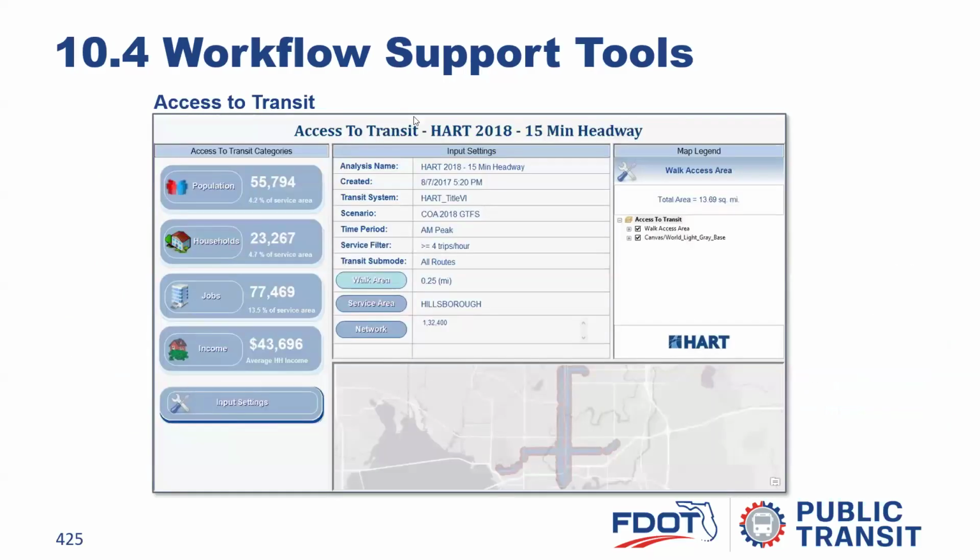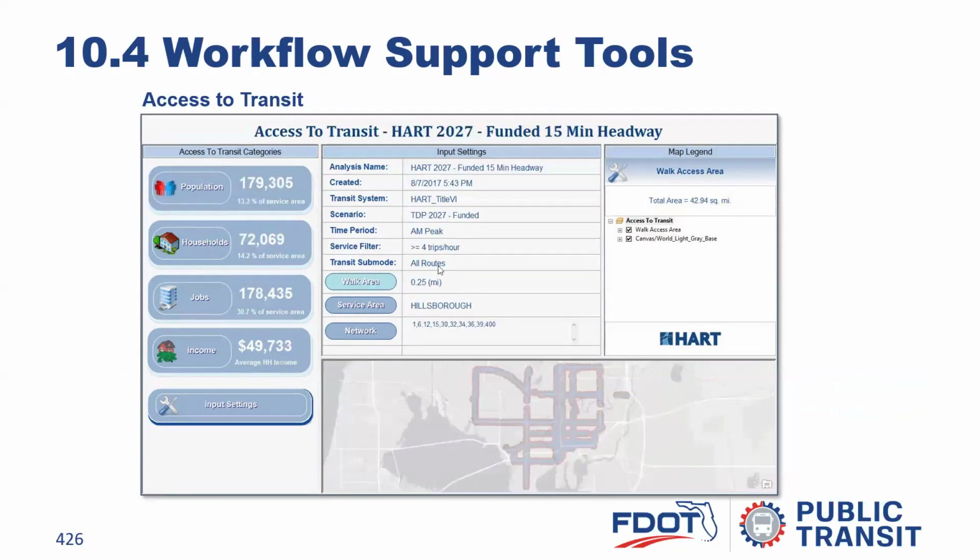So this is the Access to Transit dashboard. This is just showing for the HART 2018 15-minute headways. This is basically in 2018, this was their existing service, and they were testing out adding more 15-minute headway routes. So this is their market where they were testing their 2027 funded 15-minute headway routes. So this was their walk markets around those 15-minute headway routes. And it gives you, in terms of the dashboard, the population, households, jobs, and income relative to that area.